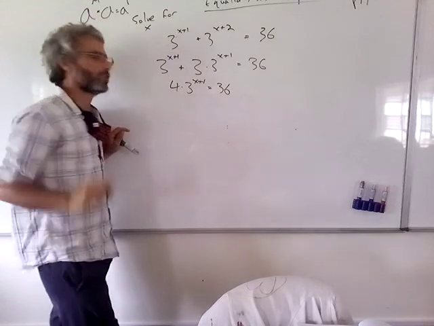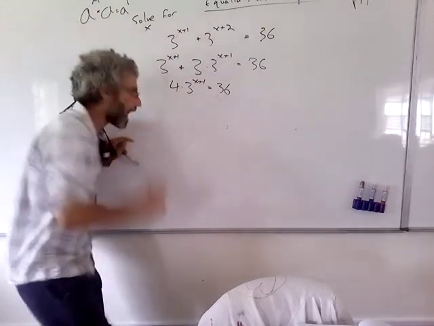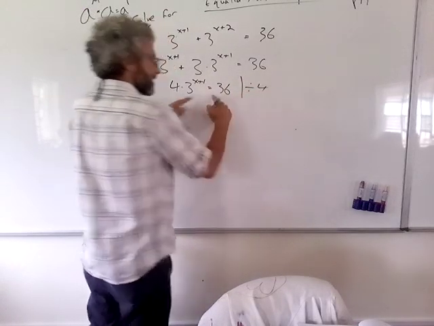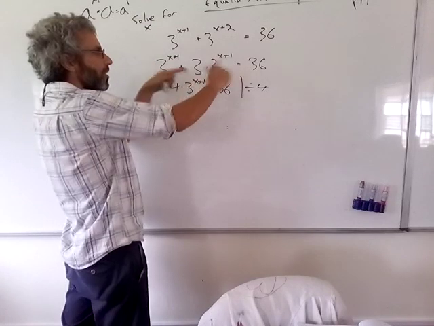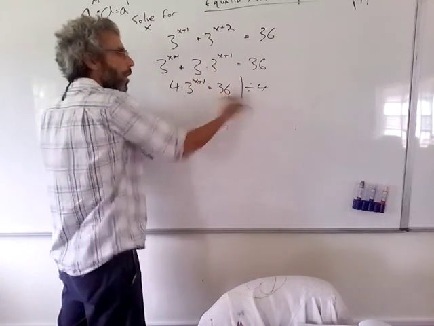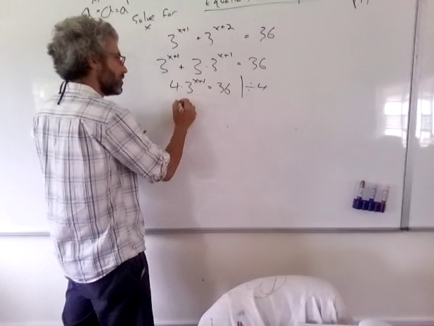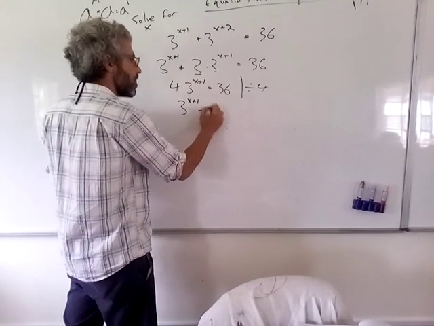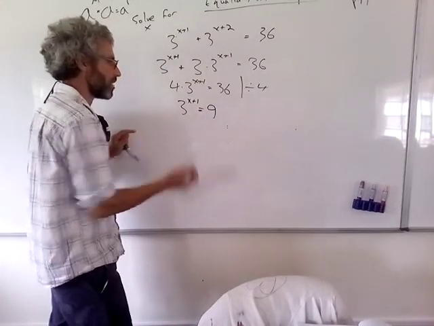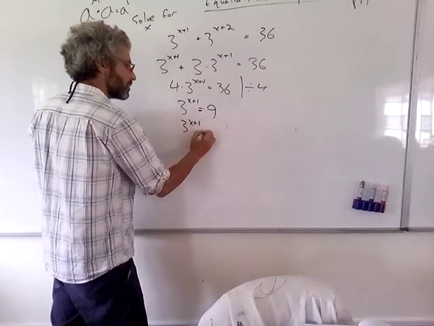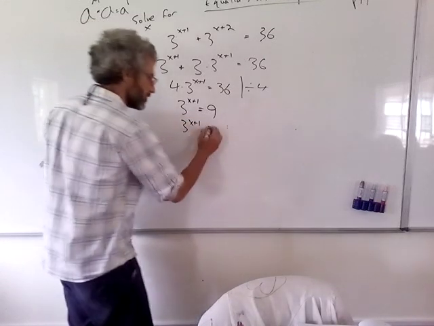Okay, so I know what we're going to do now. Now we're going to divide by 4. You see, because that's an equation. When we simplify, we're not going to divide because you change it. But in an equation, I can divide both sides by 4. So 3 to the power x plus 1 equals 9. And you guys know how to do that with your eyes closed, right? 3 to the power x plus 1 is equal to 3 squared.